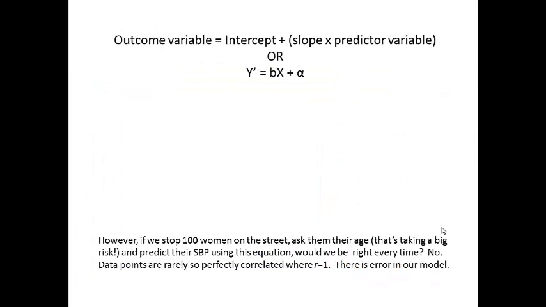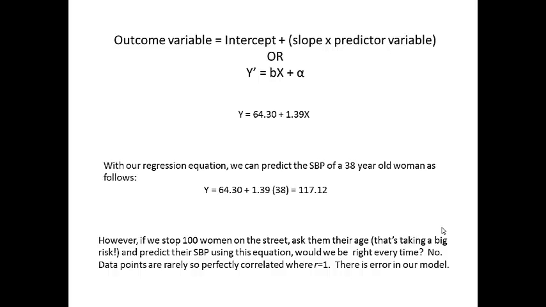So let's go back. This is our regression equation. In this particular case, our y is equal to a beta weight of 64.3 plus 1.39 times some number. With our regression equation, we can predict the systolic blood pressure of a 38-year-old woman as y equals 64.3 plus 1.39 times 38, which is equal to a systolic blood pressure of 117.